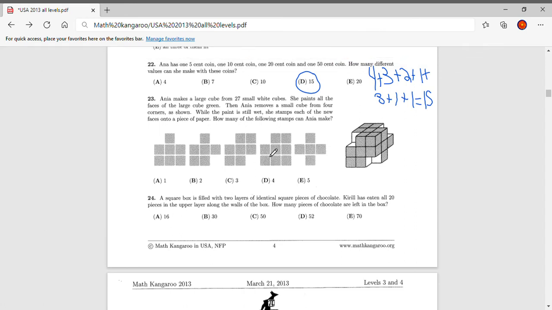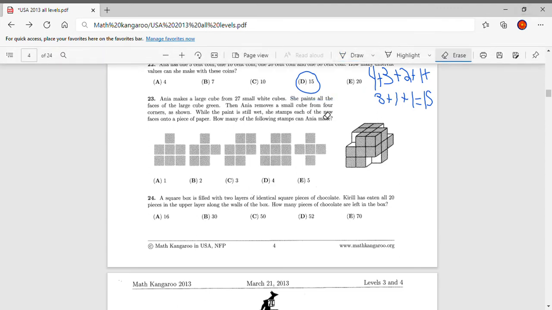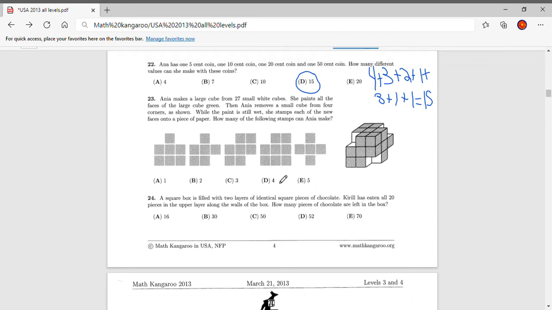23. Ania makes a large cube from 27 small white cubes. She paints all the faces of the large cube green. Then Ania removes a small cube from 4 corners as shown. While the paint is still wet, she stamps each of the new faces onto a piece of paper. How many of the following stamps can Ania make? So, this is irrelevant besides the part that we have to know she painted it. We don't have to know it's green, so just ignore that and move on.